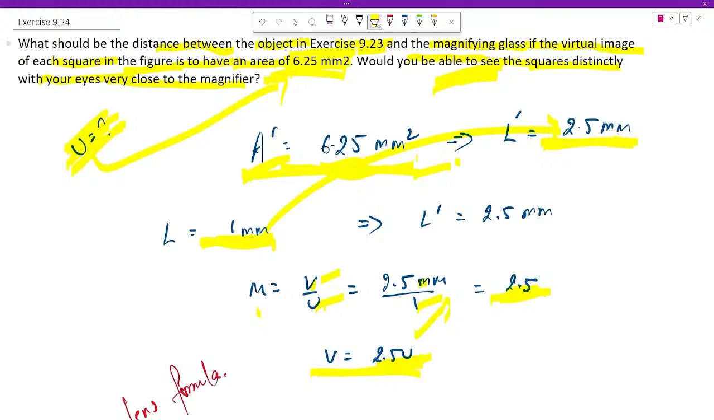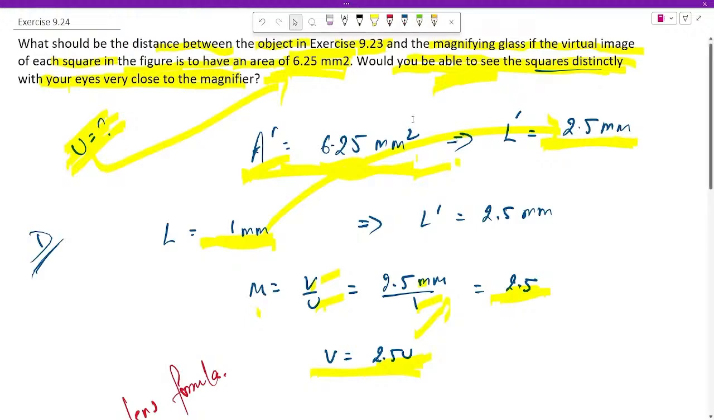Now later we have to comment on whether we would be able to see the squares distinctly with our eyes very close to the magnifier. So for this value of U, will we be able to see the squares distinctly with our eyes? Now in order to see the squares distinctly, the minimum distance should be equal to D. So let us find out whether U is greater than D or whether U is less than D. If U is less than D, then we won't be able to see it, and if U is greater than D, then we will be able to see the squares distinctly with our eyes.